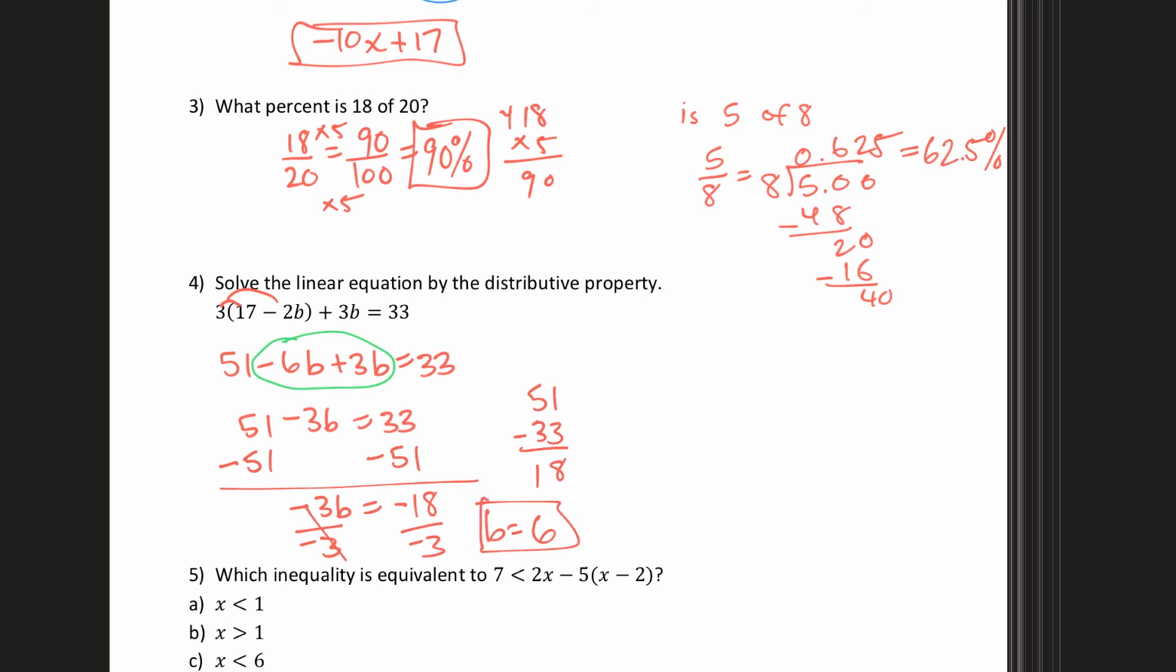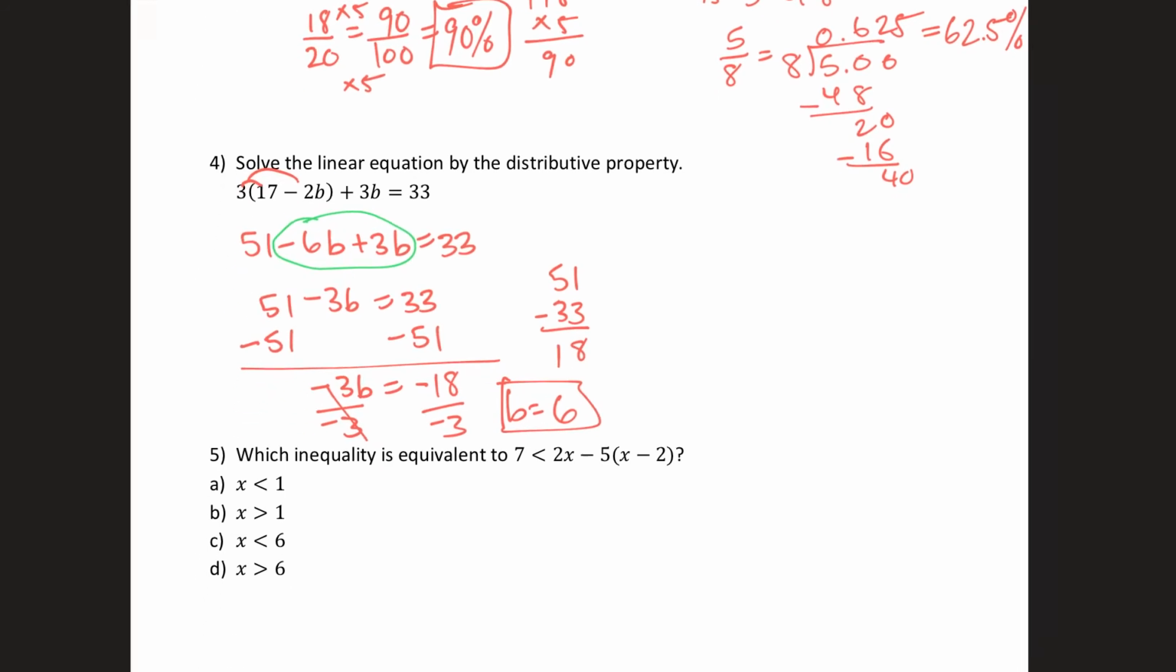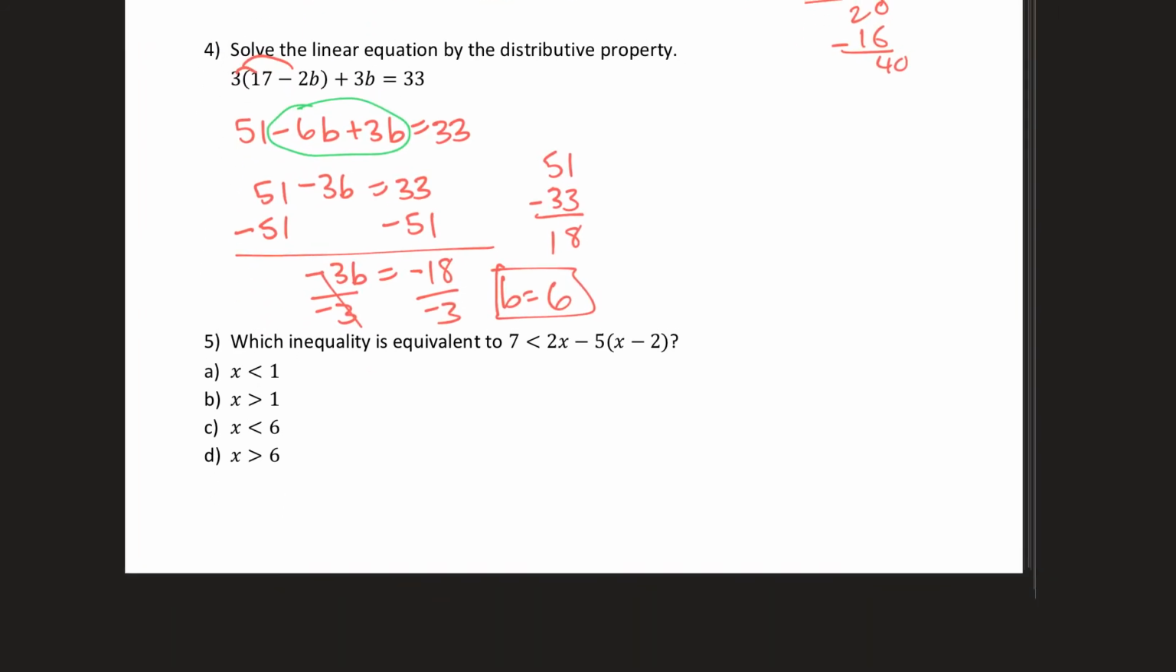Okay. Next, I have this. So which inequality is equivalent to that? First, what you do is you would distribute. Distribute the negative 5 to the x, so that's negative 5x. And negative 5 times negative 2 is positive 10. And you have 2x. And I have this. I'm copying the rest right there.